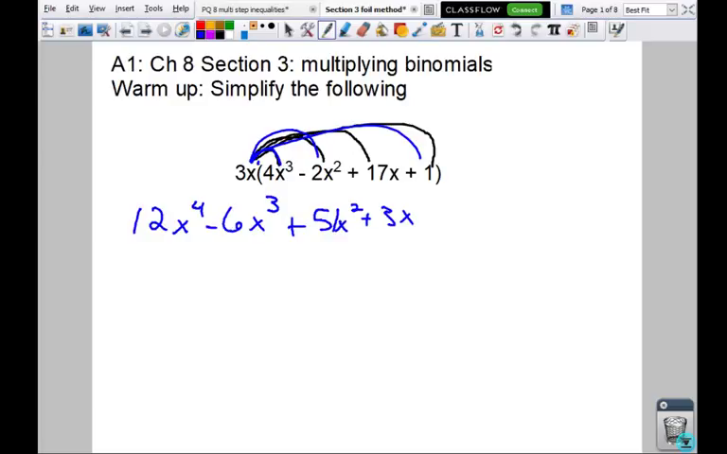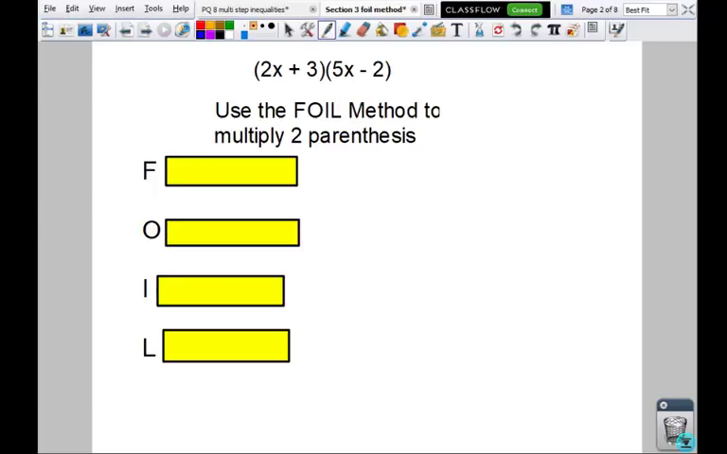So for today, it's kind of like distributing, like we just did in our warm-up here, but instead of doing just a single term, like we just had a 3x on the outside, today we're going to look at when we have two sets of parentheses together.